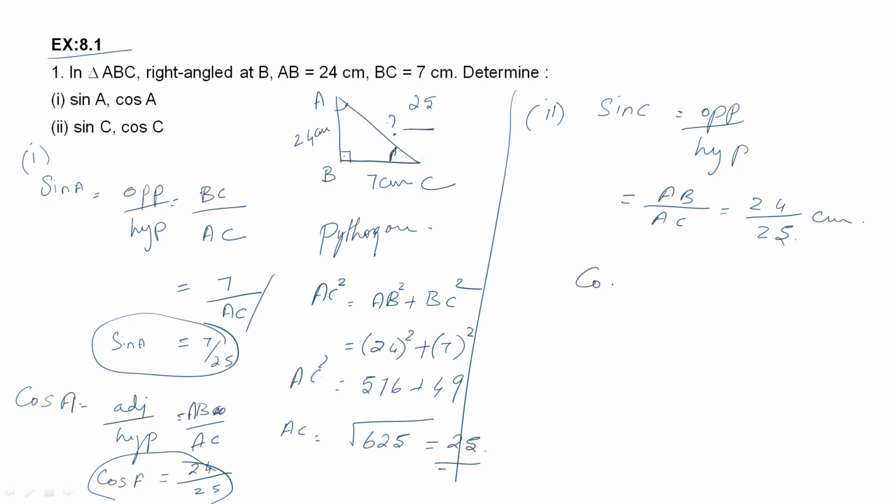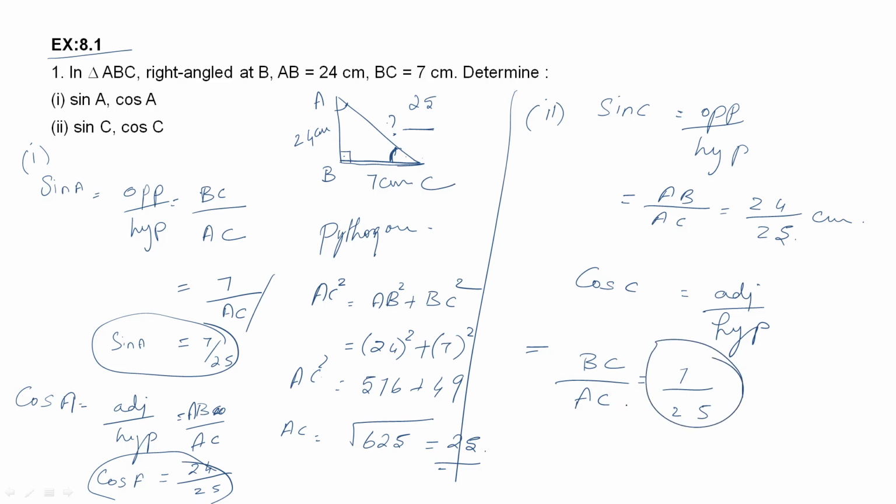So next one, what we have to find? Cos C. Cos C is adjacent, immediately you write this adjacent by hypotenuse. Then you see for angle C which is adjacent, BC is adjacent. So you have to write BC divided by AC. BC is 7 by 25. So this will be cos C. Okay. So cos C is 7 by 25 and sin C is 24 by 25. Done? Yes.